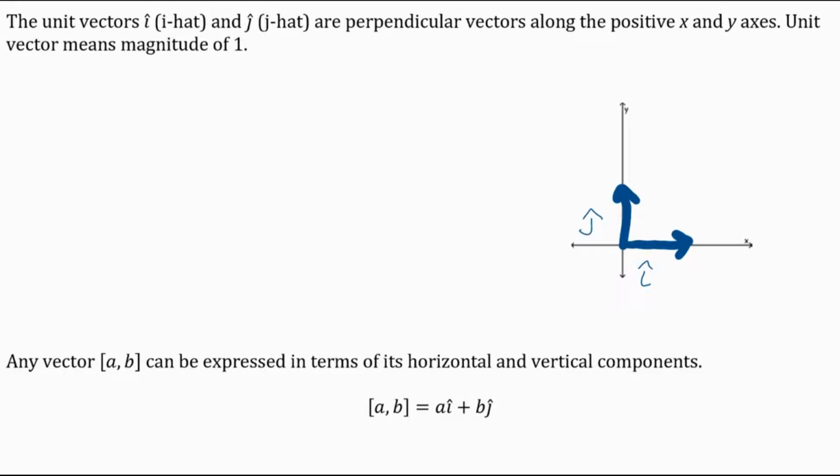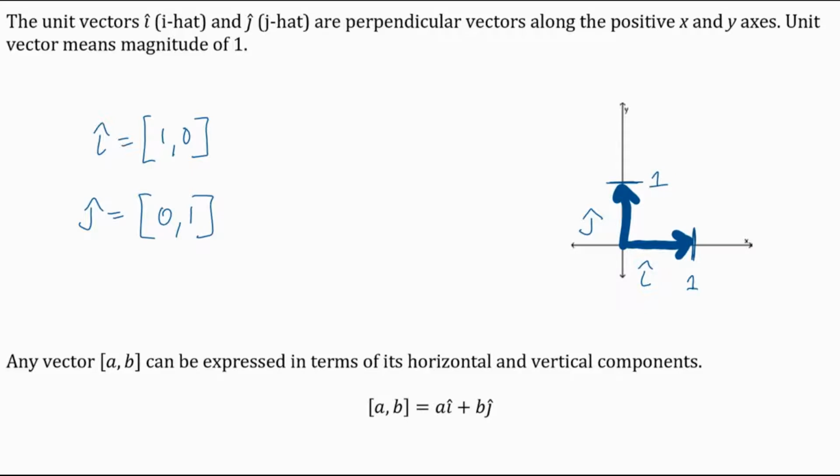And so because of that, by definition, i hat equals [1, 0]. Just using that notation that we talked about, it has length along the x-axis of 1 and no movement up or down. And j hat, by definition, is [0, 1], and it has length 1, positive 1 up the y-axis, but no movement on the x-axis, so no movement left or right. Okay? And again, this is just notation. This is just by definition.